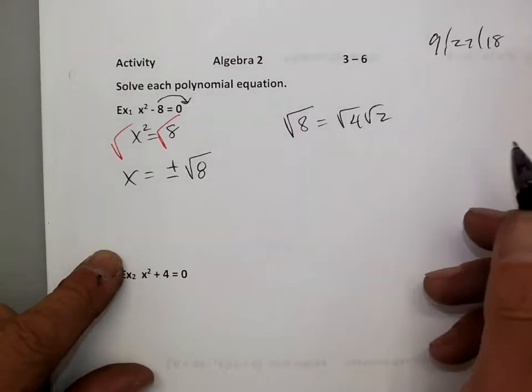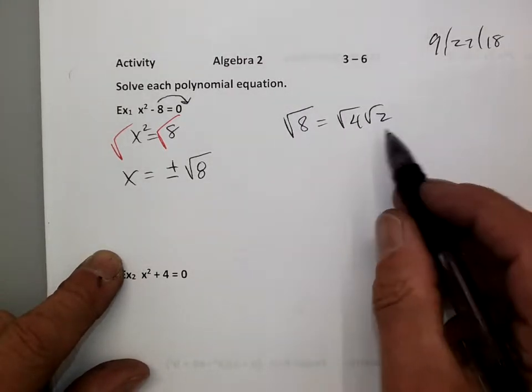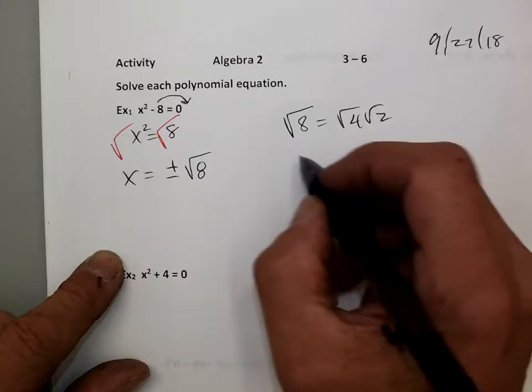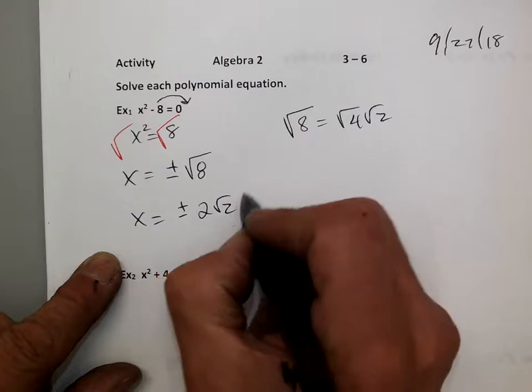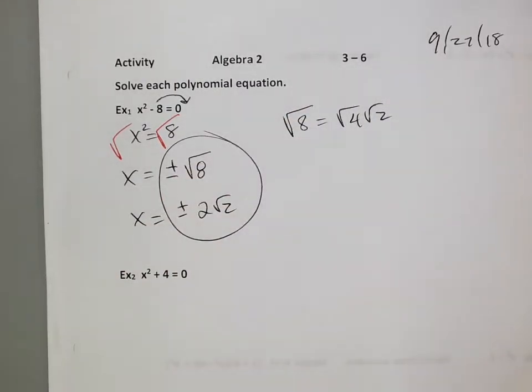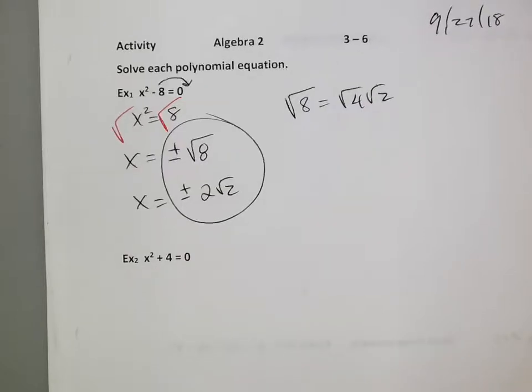Do you remember doing these last year? And the square root of 4 becomes 2. So a better answer would be x is equal to plus or minus 2 square roots of 2. They're the same answer. One is just a better version of it, okay? Remember breaking down square roots? We did that last year, okay? All right.